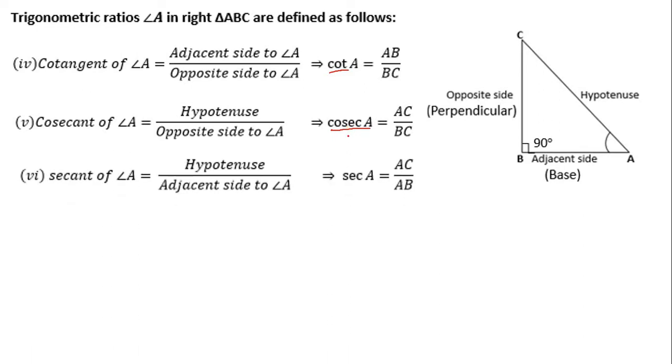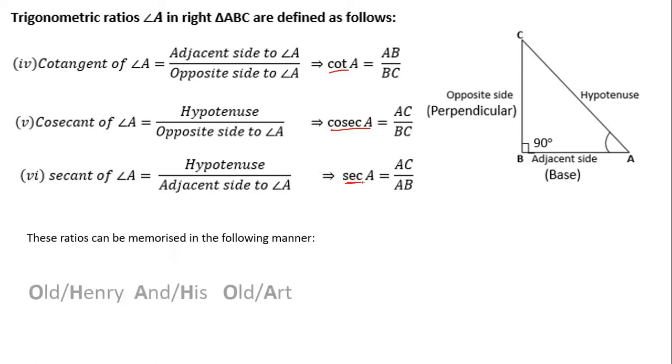Next we check the secant of A. Secant of A is called sec of A also, and we write it as hypotenuse by the adjacent side to angle A. So hypotenuse is AC here, adjacent side is AB here. So we can observe secant of A is equal to AC by AB, and the abbreviation we use for secant of angle A is sec A.